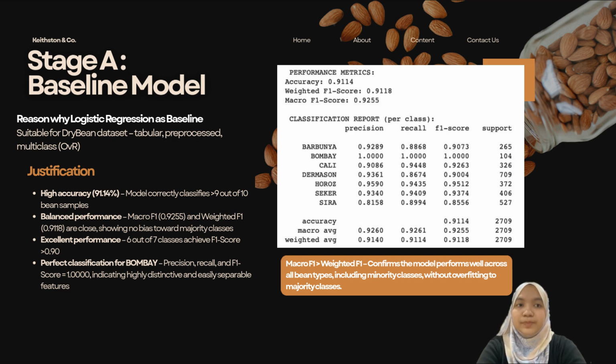91.14% accuracy, a 0.9118 weighted F1 score, and a 0.9255 macro F1 score. This result indicates balanced performance across both majority and minority classes. Additionally, 6 out of the 7 classes achieved F1 scores above 0.90. And the Bombay class achieved perfect precision, recall, and F1 score. This confirmed that the Bombay class contains highly distinctive geometric characteristics that are easy for the model to separate.